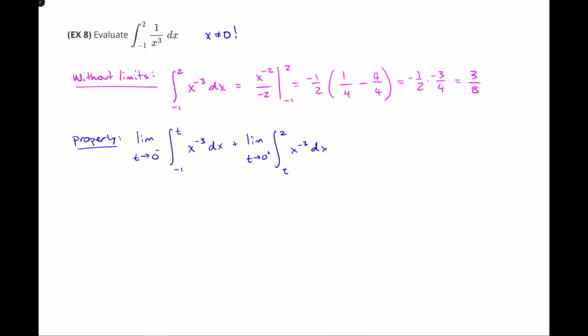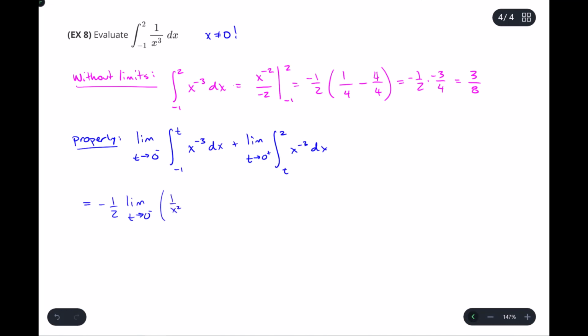Now we can go about evaluating here. So I've changed it into the sum of two separate limits, which is what you have to do here because you have to see what's happening at that infinite value. All right, so let's try and do this a little bit more quickly since we already know some results here. The integral of x to the negative third, actually, let me just go ahead and pull out the negative 1/2 multiplier. So it would be negative 1/2 times the limit as t goes to 0 from the left of 1 over x squared evaluated from negative 1 to t.